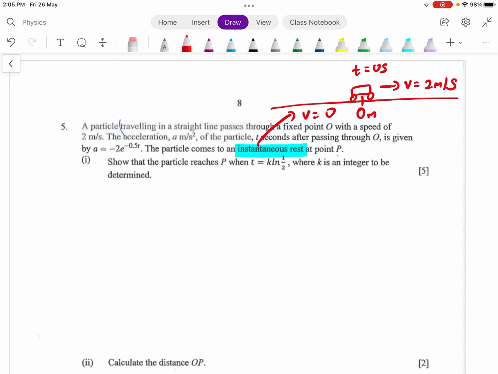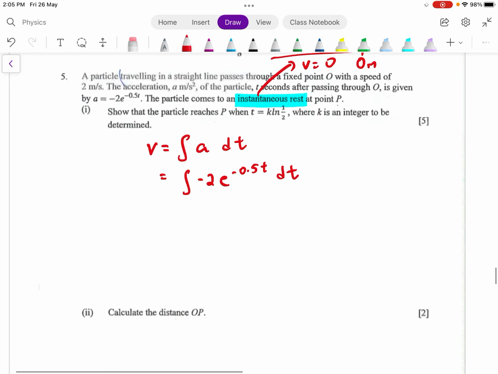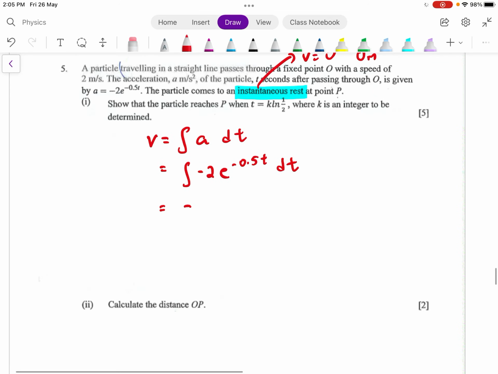Okay, so first, based on this information, we are given the acceleration time equation. What I need to do is actually to get your speed or velocity time equation by integrating. So V is equal to the integral of A dt. Then you integrate negative 2e^(negative 0.5t) dt. So after that, you just integrate normally.